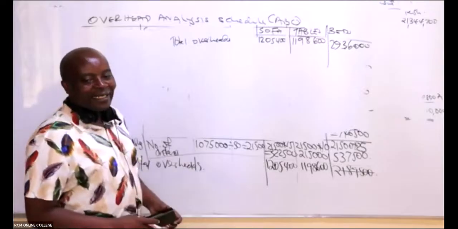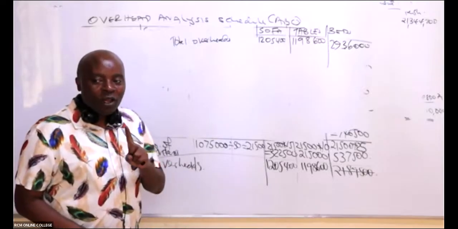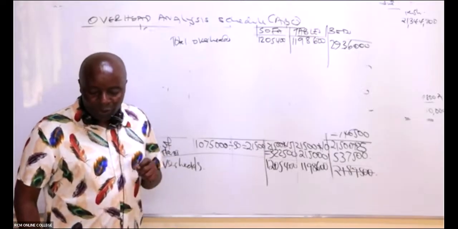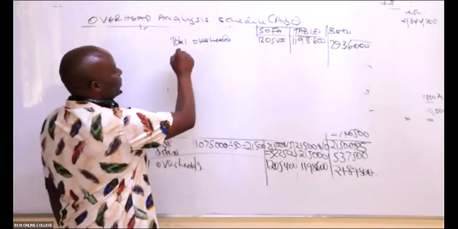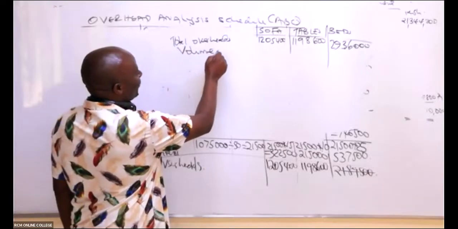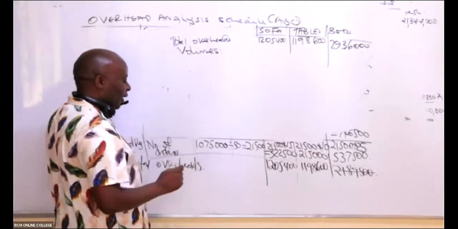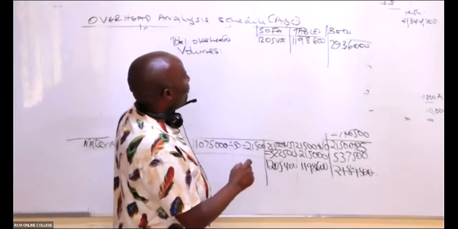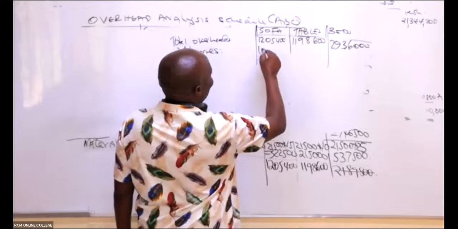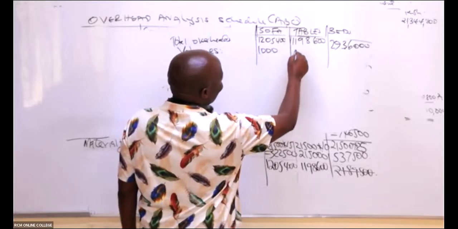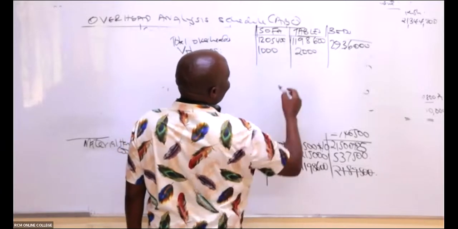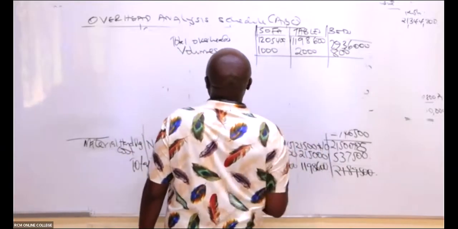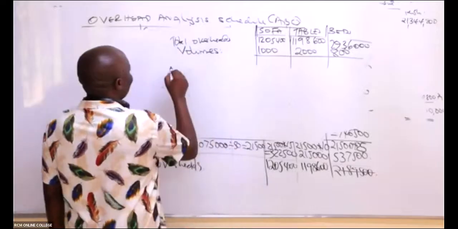So remember, at the end of the day, they want us to give them unit costs. So I must divide this by the volumes. Are you able to remember the volumes of sofas? Production volumes. How much do we have here? 1,000. Tables, how many? 2,800, right? So then give me the overhead per unit.